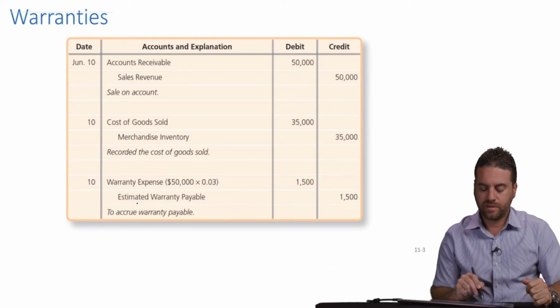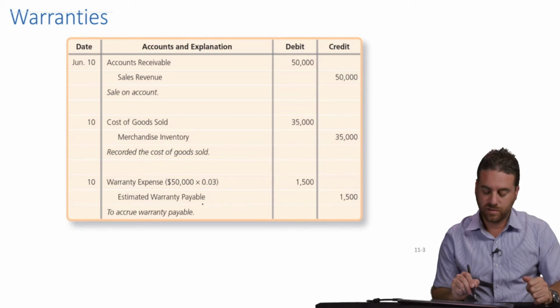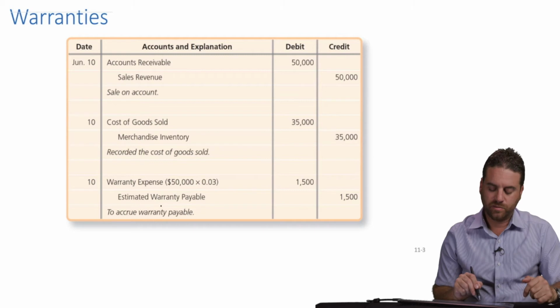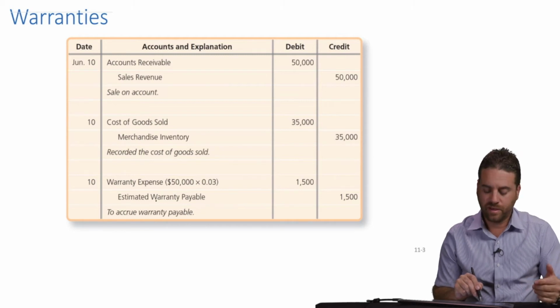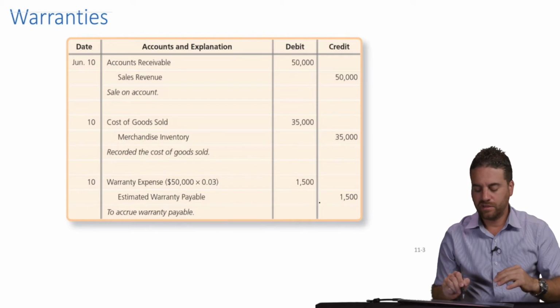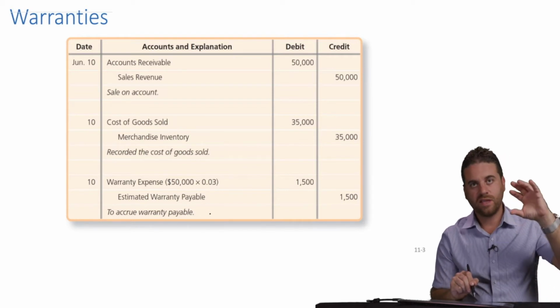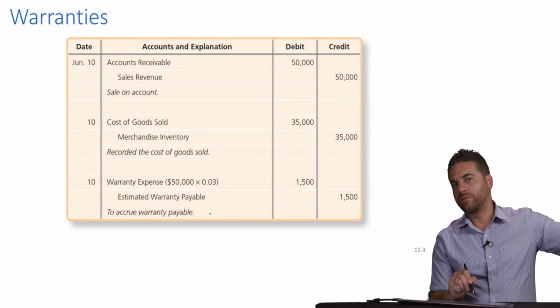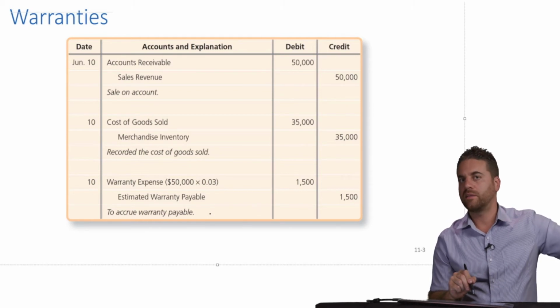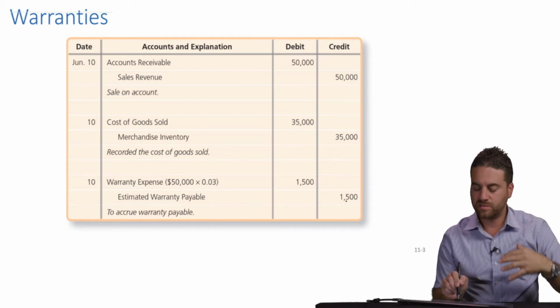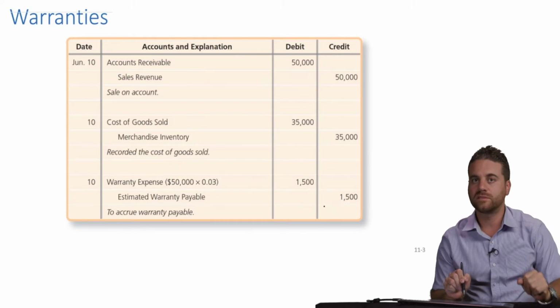And then you credit a liability account. It's called warranty payable. Sometimes they call it estimated warranty payable. At the end of the day, you gotta say warranty payable, okay? That amount of $1,500 in the warranty payable will stay there, and then in the future, whenever we have customers coming back asking for warranty coverage, we're gonna use this balance of $1,500 to cover these costs.